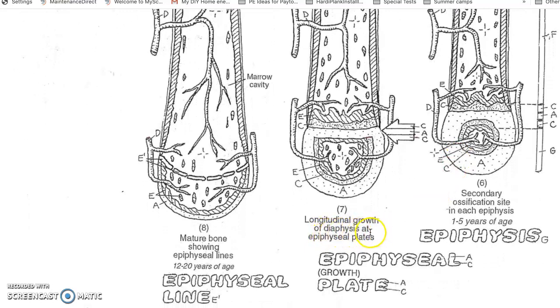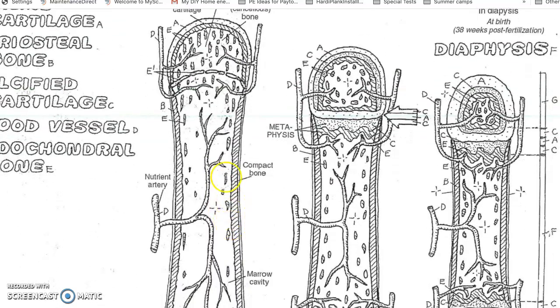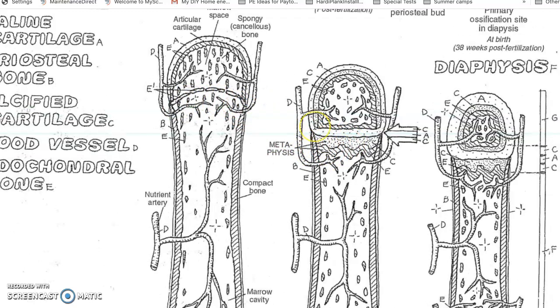Longitudinal growth of diaphysis at epiphyseal plates. This is mature bone growing. So this is after birth. And what you'll notice is the shaft starts to become ossified and more bone. And then up here is where you see your growth plates. This is where cartilage is. Okay, so the metaphysis is a little bit different than the epiphysis. And so that's for you to read.